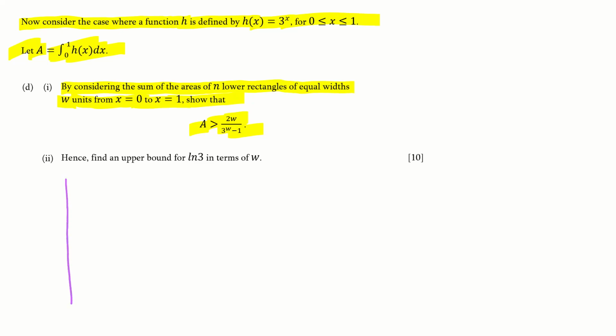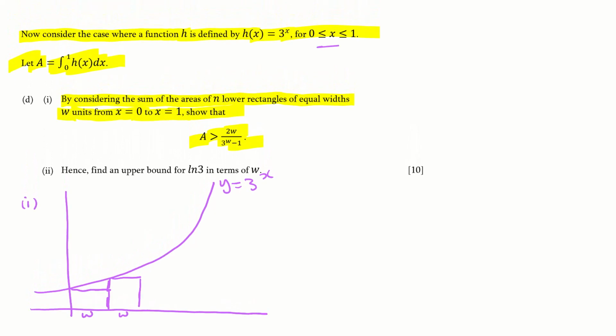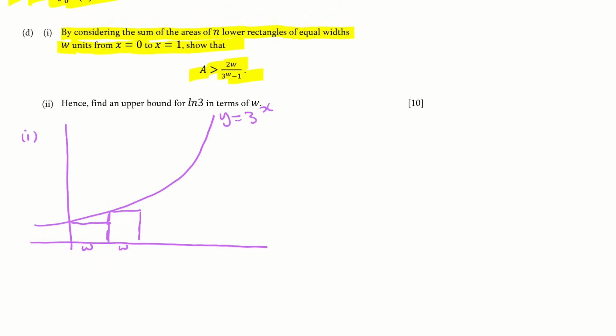Well, very quick sketch of that, like this, where this is y equals 3 to the x, would give us these rectangles like so, where the width is w. But note, because the width here is 0 to 1, we're doing n rectangles. That is 1 over n, 2 over n, so w is 1 over n here.